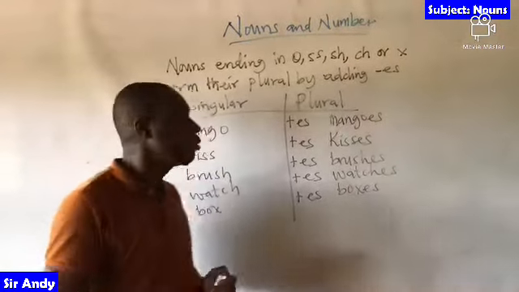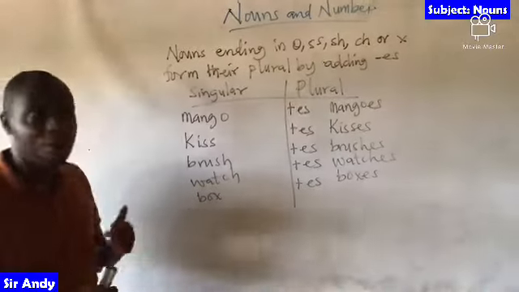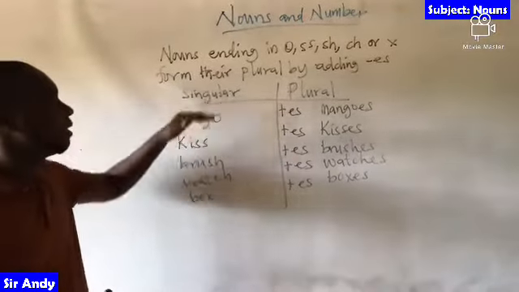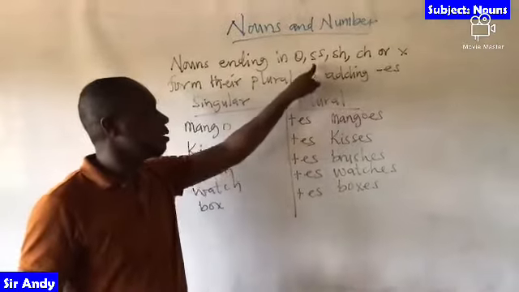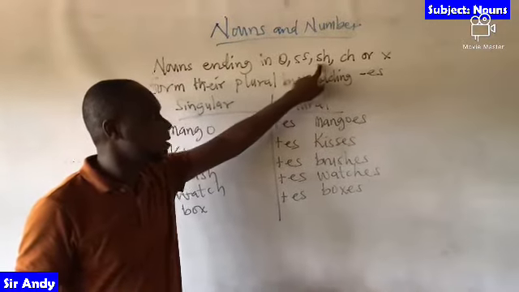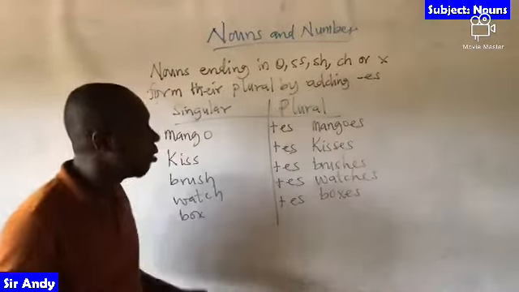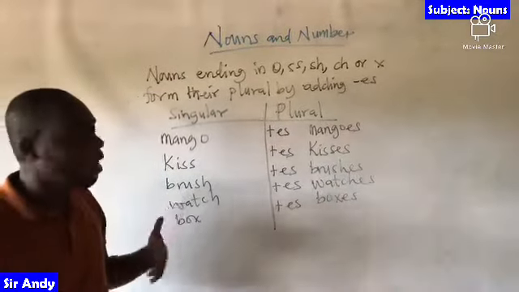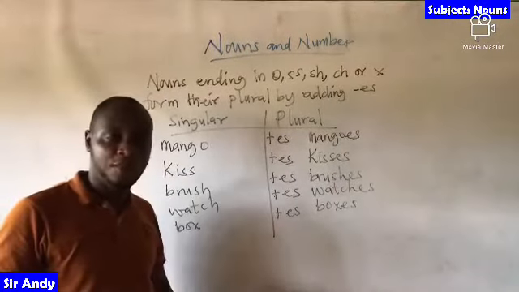So we are now coming on to nouns ending in O, double S, SH, CH, or X. You know how they take their plural forms.